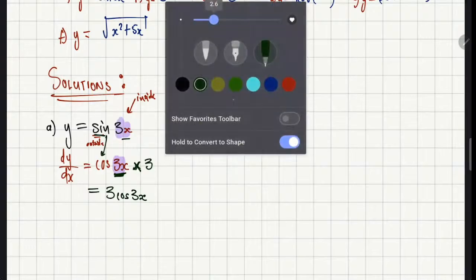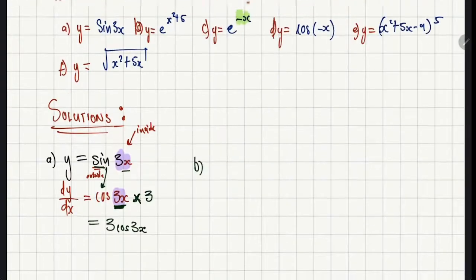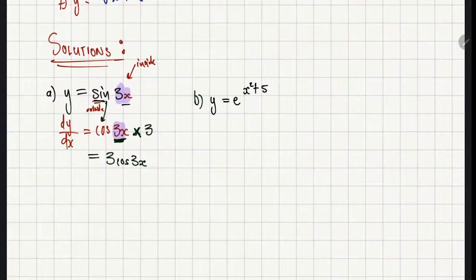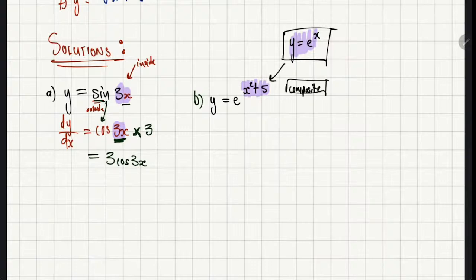Let's see the second one. Okay, I want you to master this. I'll be so proud of you. y is equal to e to the x squared plus 5. You know how to differentiate e to the x. It's there in the table. Check your MF19, it will be there, so you're fine. But here you have an animal. This is not x. So this is obviously composite. They have changed my x and put something I don't recognize. So I must use the chain rule.